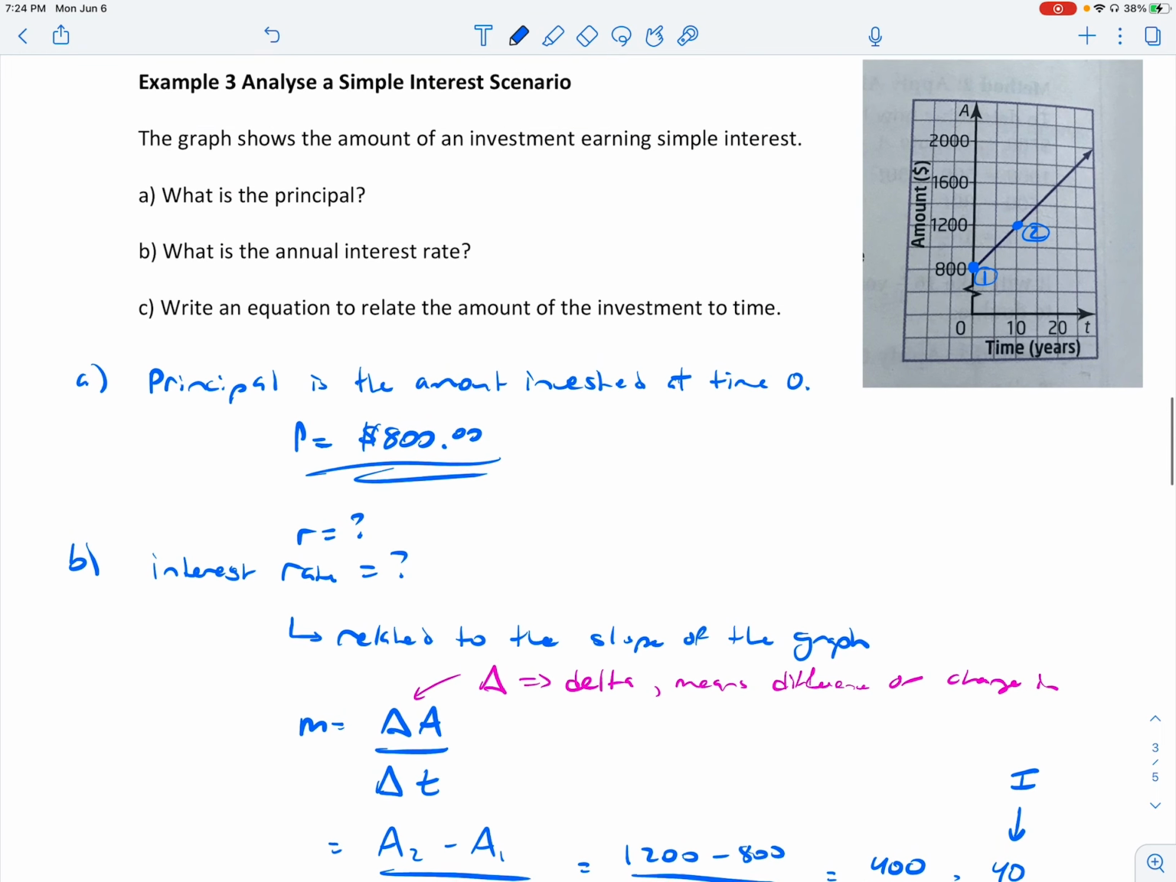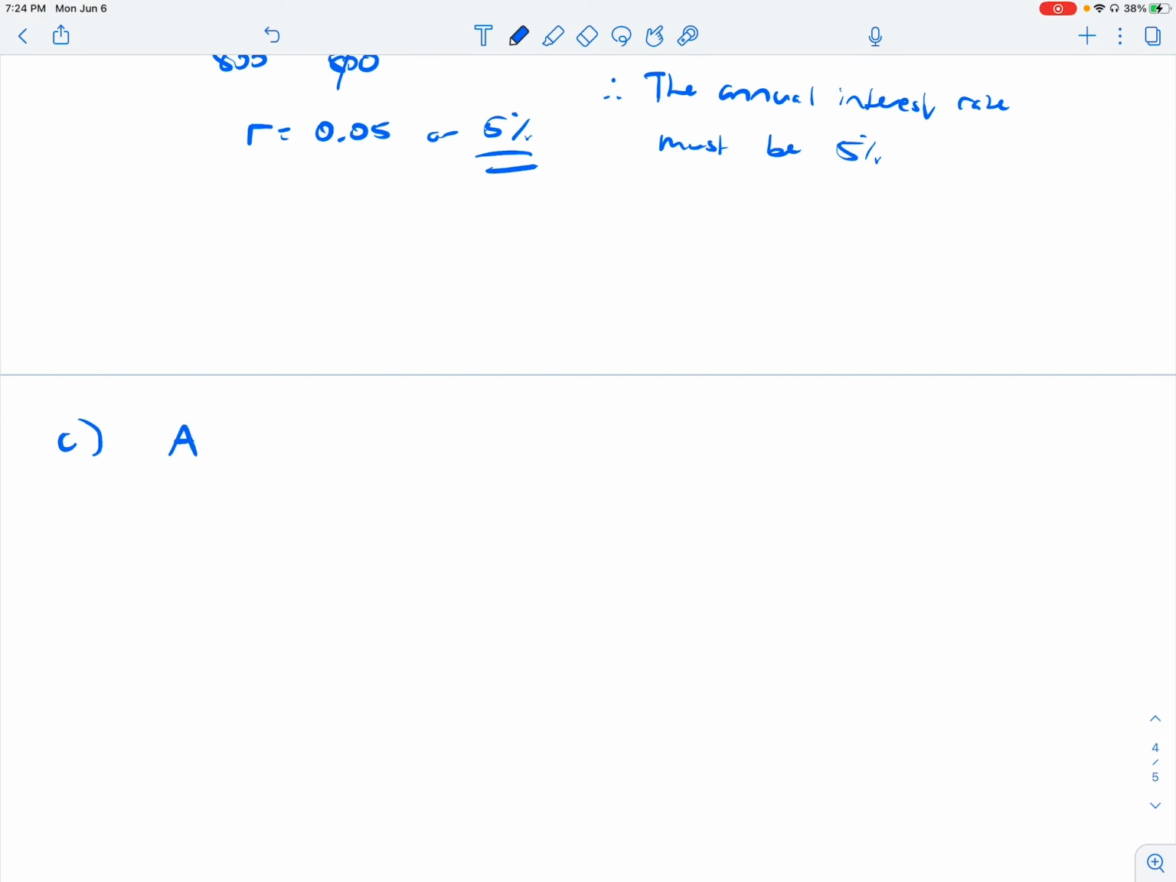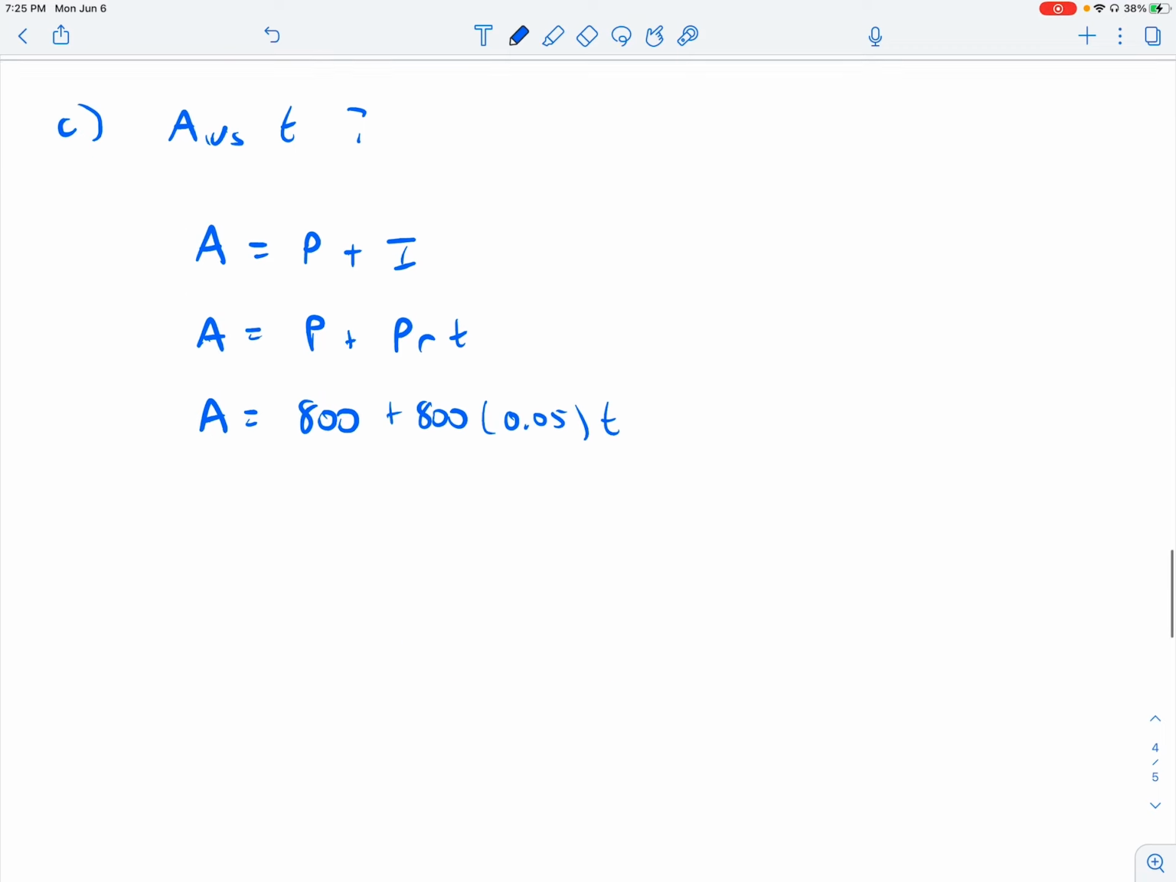The last part, C. Write an equation to relate the amount of the investment to time. So we want A versus T. That's what we're looking for. The amount is equal to the principal plus interest. The interest we can write as PRT. So the amount is going to be the initial amount, 800, plus the rate, 0.05, times T.